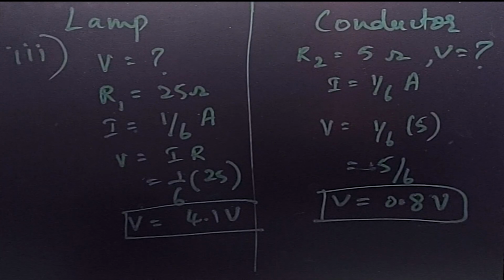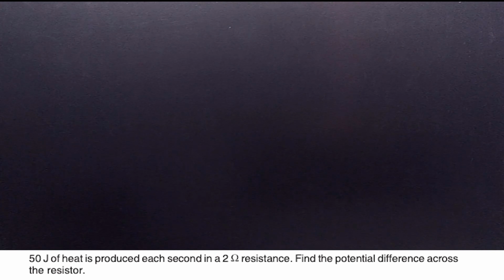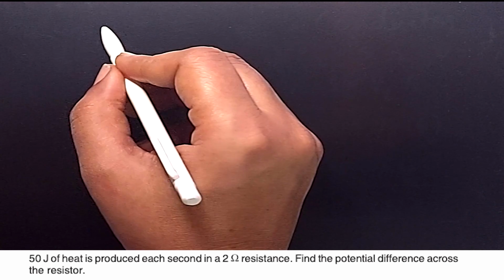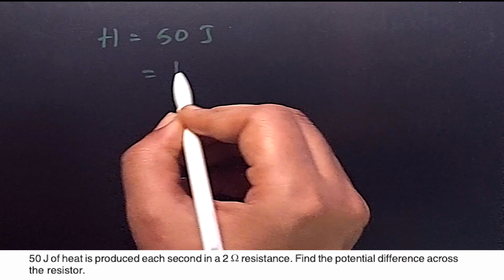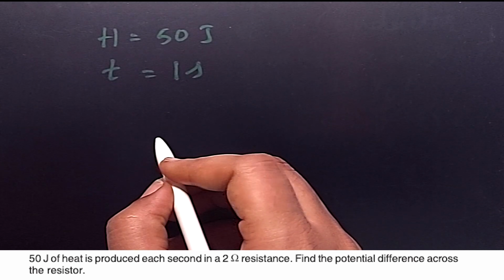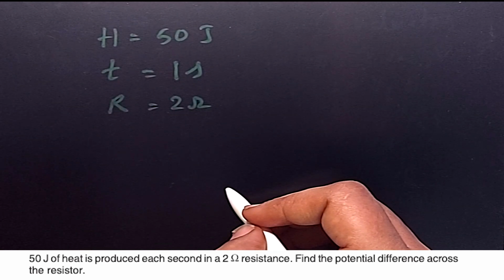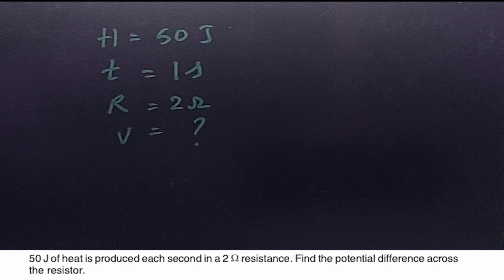Coming to the next question. This is our question in 4th main. 50 joules of heat is produced each second in a 2 ohm resistance. Find the potential difference across the resistor. Let me write down the given quantities. 50 joules of heat, nothing but H is equal to 50 joules produced each second, means that the time is 1 second. In a 2 ohm resistance means R is 2 ohm. Find the potential difference across the resistor. First we will write the given quantities, then the quantity which has to be found out.